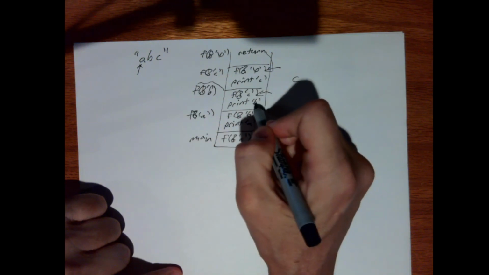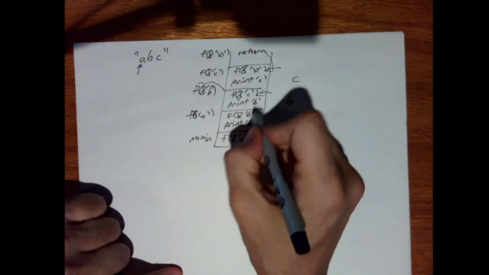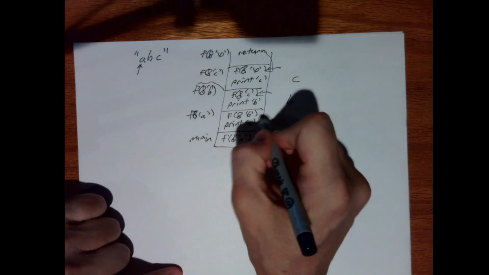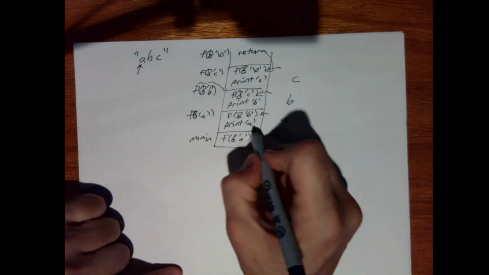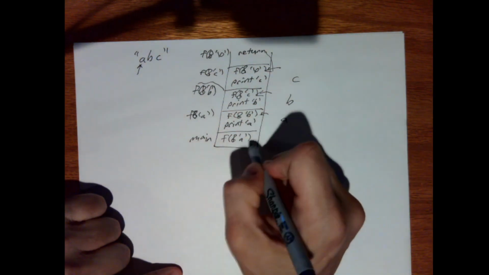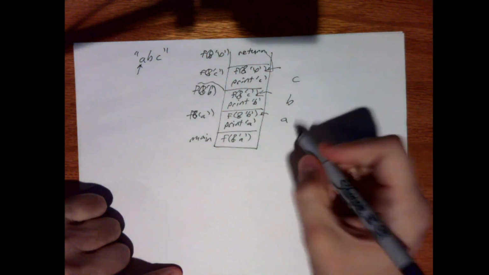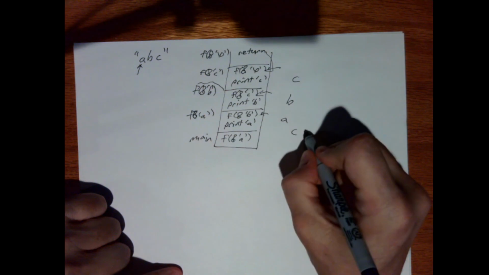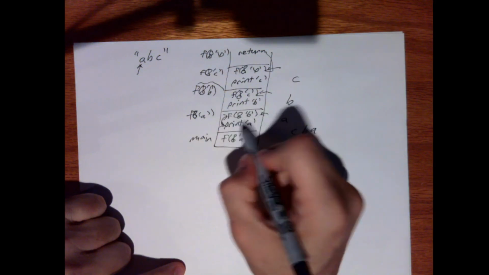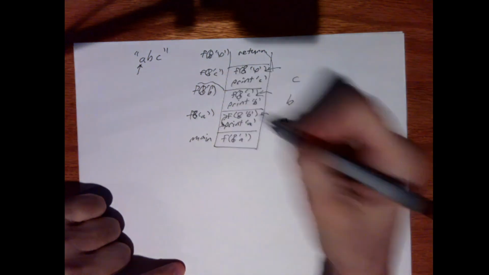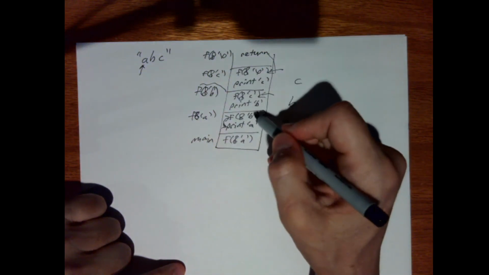So what does it do next? It prints B. We're at the bottom of the function, return where we left off, which is here. It does the next thing, prints A. At the bottom of the function, return where we left off, which is here. We're at the bottom of main. So we just printed CBA.